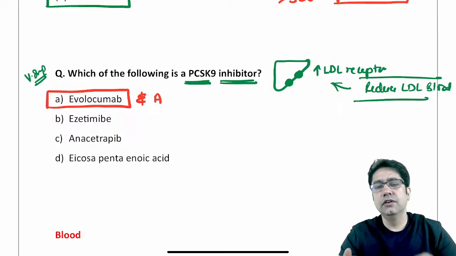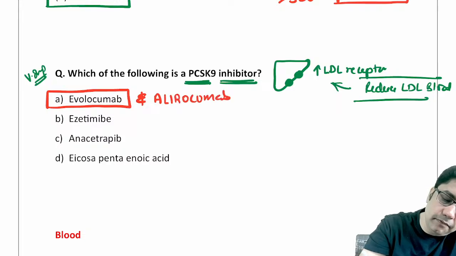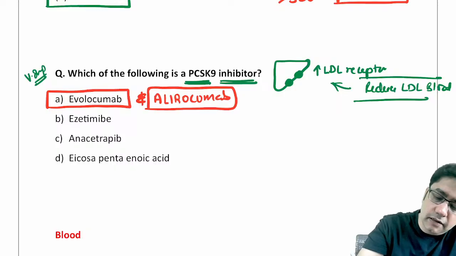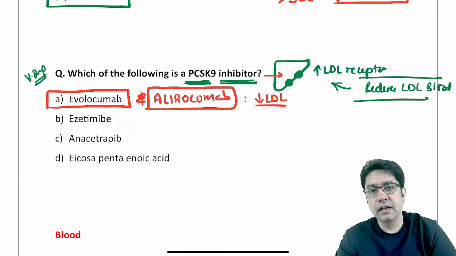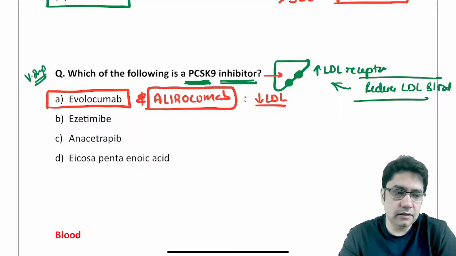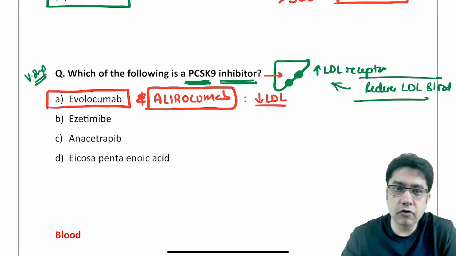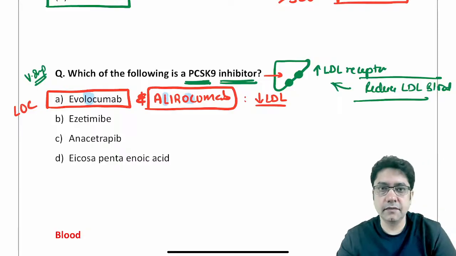Yes, let's continue. So, which drug is a PCSK9 inhibitor? Two monoclonal antibodies, alirocumab and evolocumab. These are very commonly asked questions. These drugs decrease LDL level from the blood by inhibiting PCSK9 enzyme in liver. And these drugs are even more effective than statins. Okay, fine. How to remember? Remember the word LOC will come in both of these drugs. LOC word is coming, LOC word is coming.